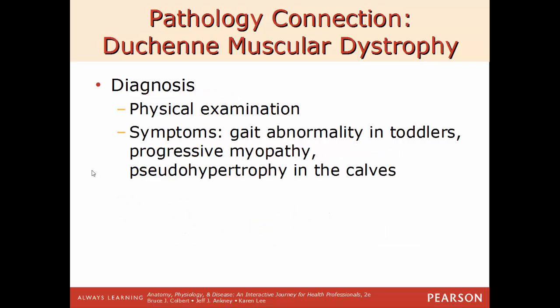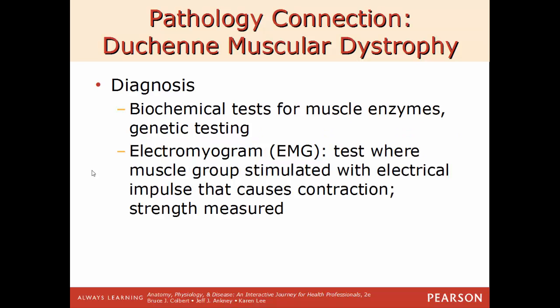The way to diagnose this condition: physical exam, there's an abnormality in the gait or the walking pattern of a toddler. You have a progressive myopathy and then pseudo-hypertrophy in the calves. You can also diagnose this condition by doing genetic testing, doing biochemical tests for particular muscle enzymes, doing an EMG, electromyogram. This will measure the strength of a muscle contraction. So seeing where a muscle may be getting weaker and weaker could give you a pattern to diagnose this condition.